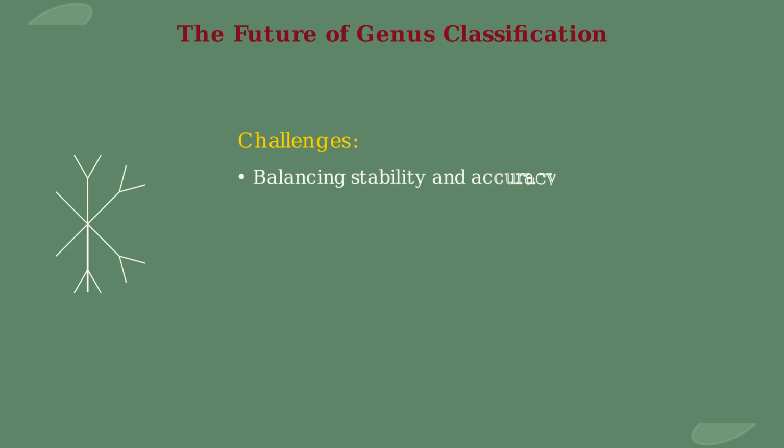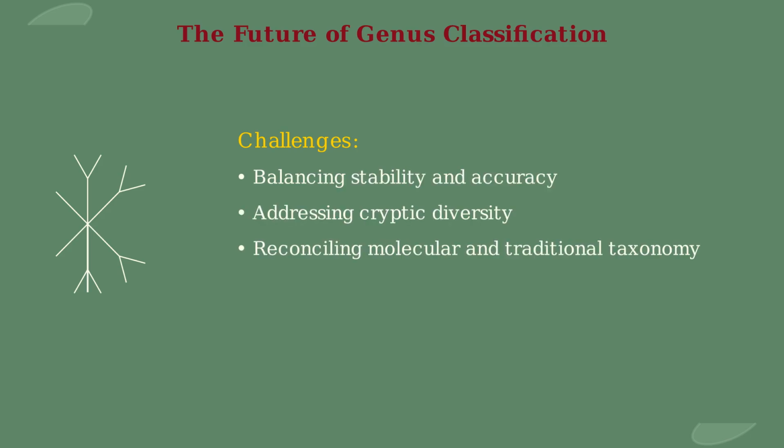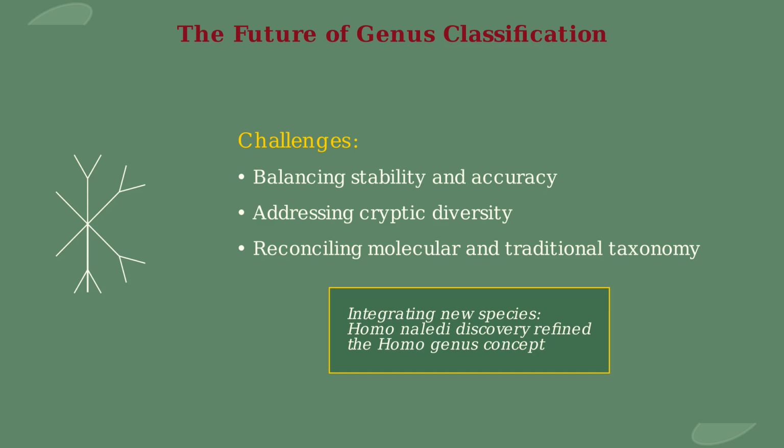Taxonomists face significant challenges, including balancing nomenclatural stability with scientific accuracy, addressing cryptic diversity revealed by molecular studies, and reconciling molecular findings with traditional classification approaches. Recent discoveries like Homo naledi demonstrate how new findings continue to refine our understanding of even well-studied genera.